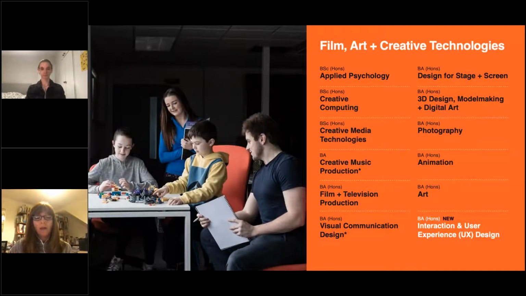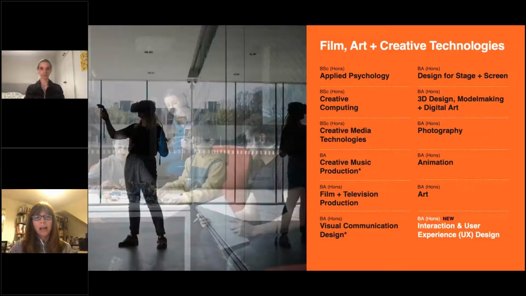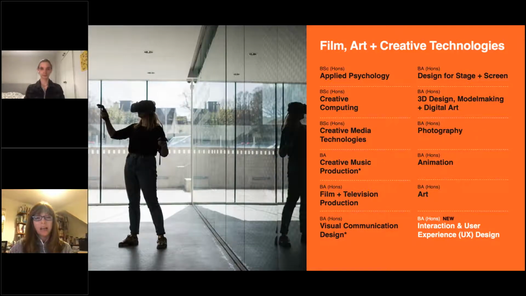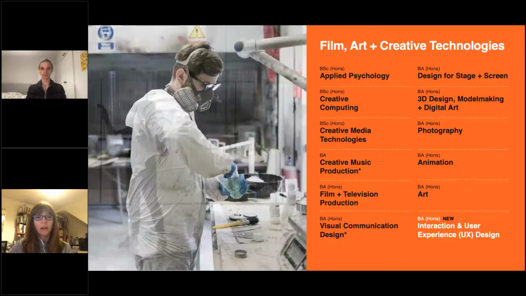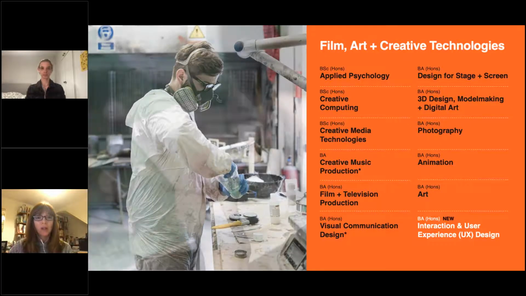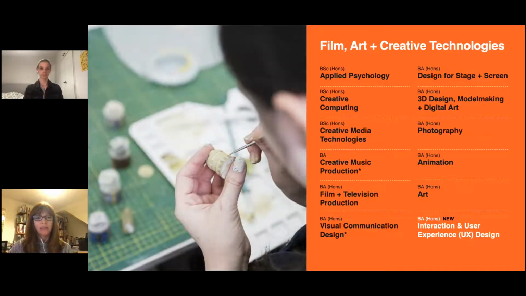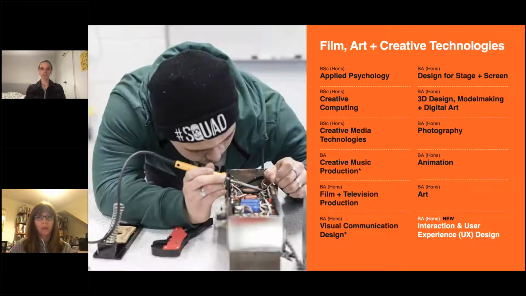The other faculty we have is business and humanities, and it's also worth pointing out that we have quite a lot of opportunities for crossovers between the programs and the faculties. So it's a very interdisciplinary environment that you'll be coming into.